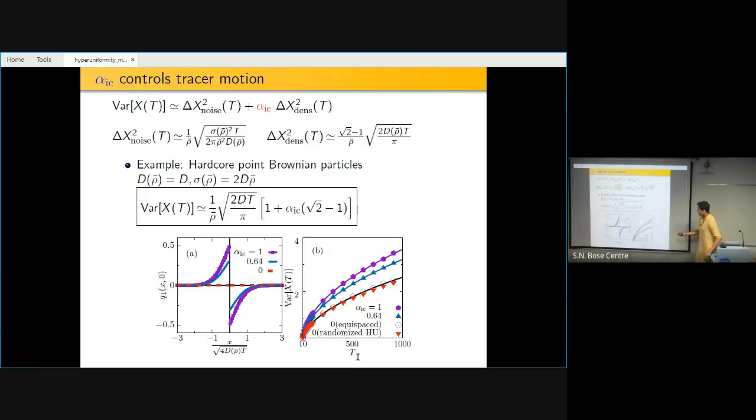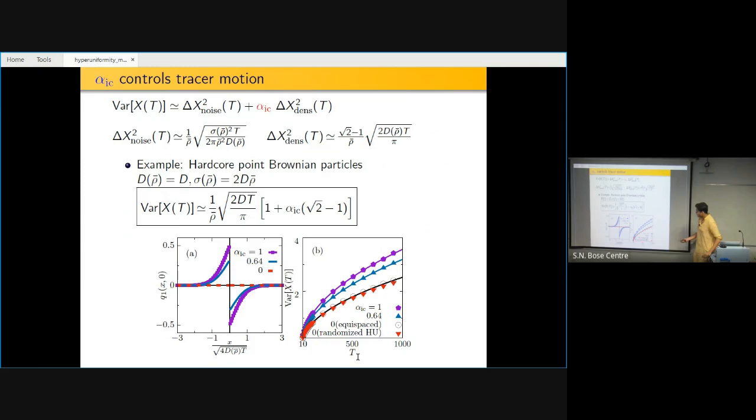And this is what the simulations are telling you now. The left hand side is giving you Q1 of x0. So you change alpha, and you go from the hyperuniform state to the fully disordered constant state.